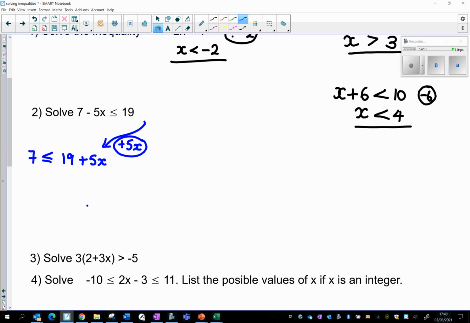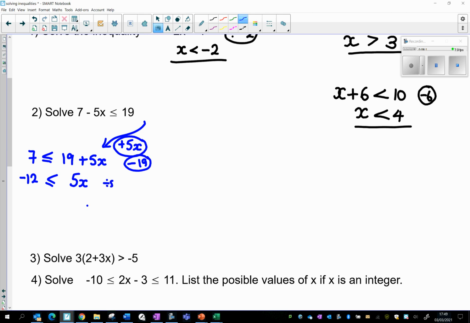Okay, what do I do next? Well, I'm going to leave the 5x where it is, and I'm going to subtract 19 from both sides. Notice I'm not dividing by that, I'm just subtracting 19. So subtracting 19 on the left, I get minus 12. Subtracting 19 from the right hand side, I get 5x. And I've subtracted, I haven't divided, I've just subtracted. The inequality sign stays as it is.